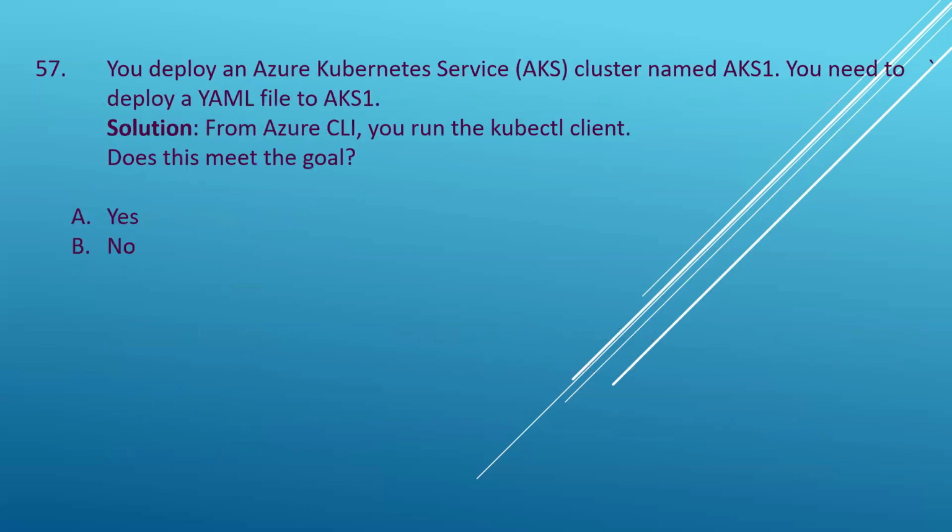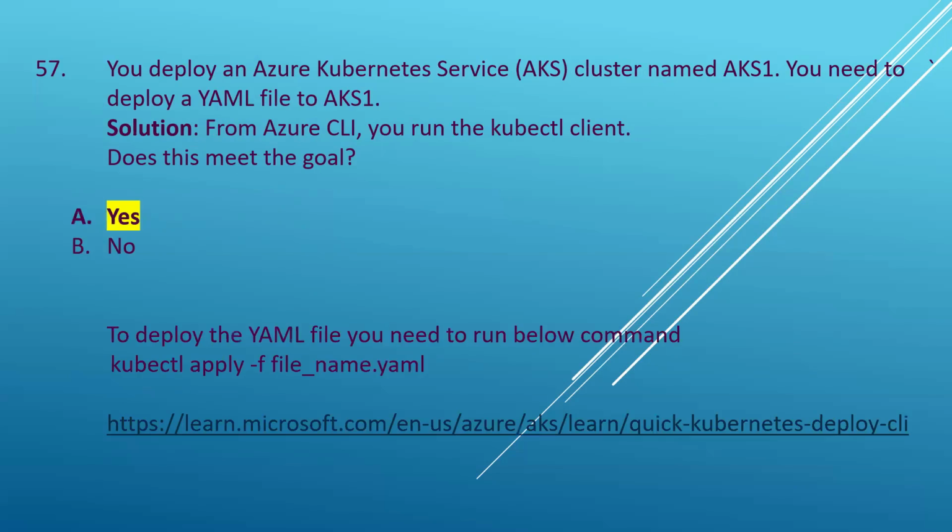Question number 57. You deploy an Azure Kubernetes Service cluster named AKS1. You need to deploy a YAML file to AKS1. The solution you choose is: from Azure CLI, you run the kubectl client. Does this meet the goal? You need to choose between yes or no. Yes, this is the correct solution.